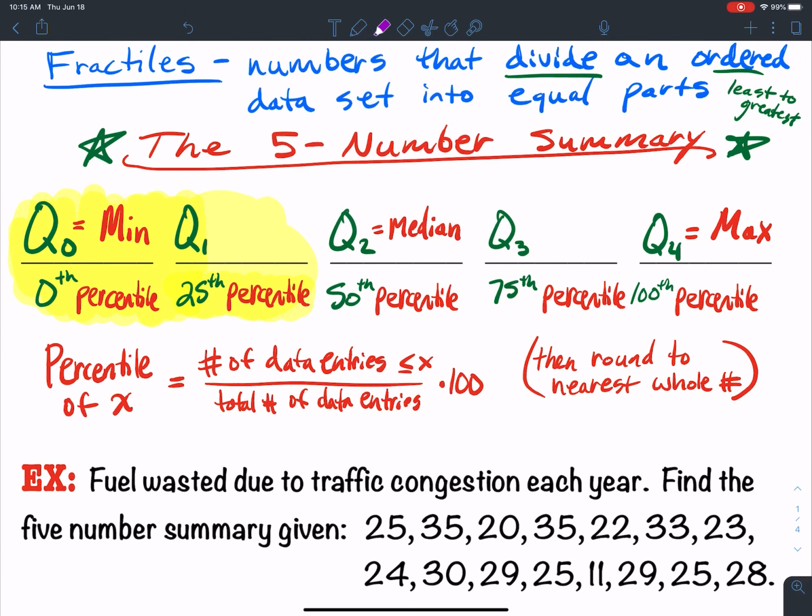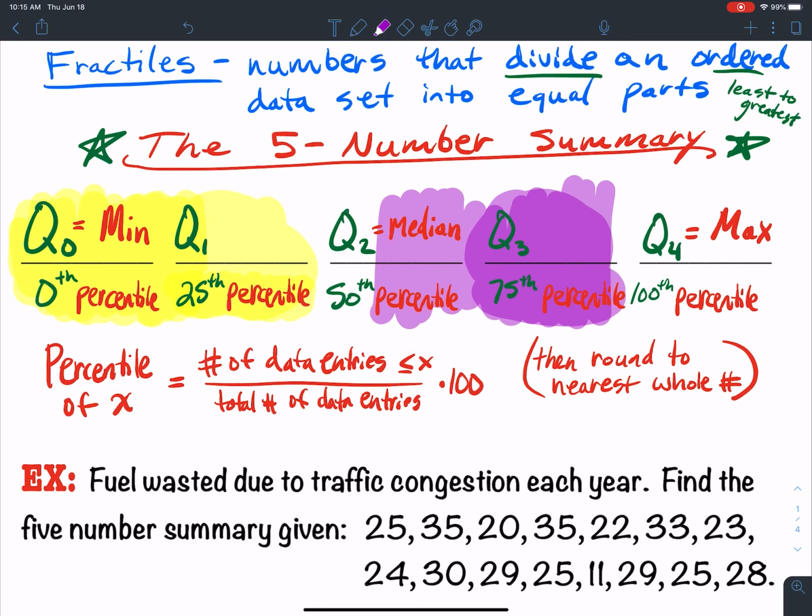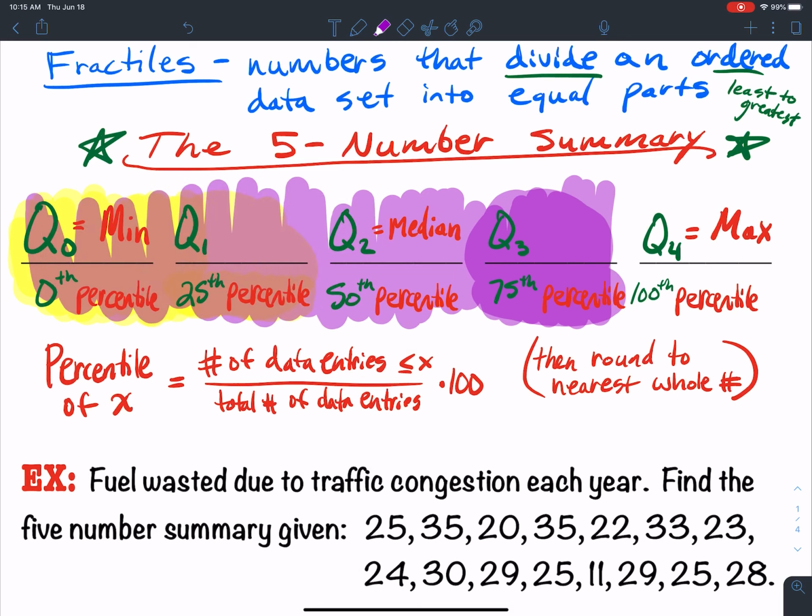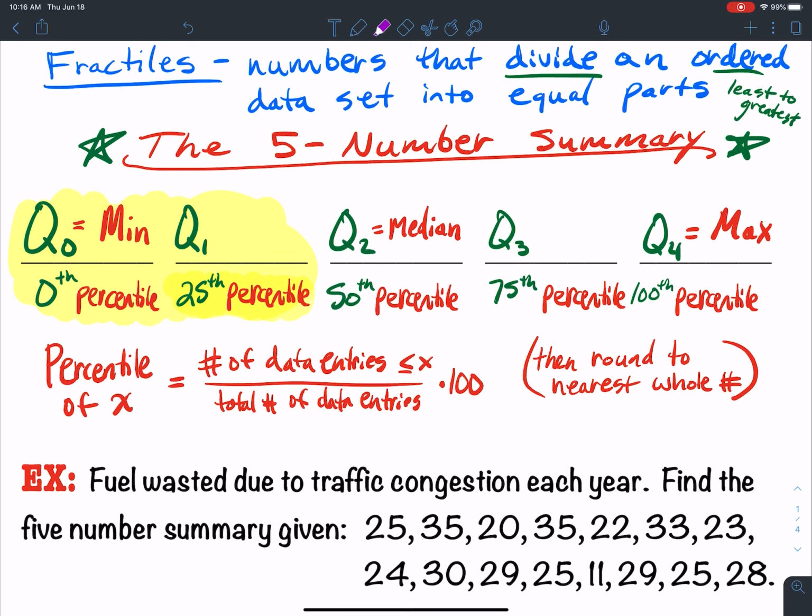Say you scored in the 75th percentile. What does that mean? That means that your score was better than 75% of the people who took the test, but there was still 25% of the population that was better than your score, okay? That's what the percentile tells you. It tells you the percent of the data points that are less than the value of what you were at, okay?